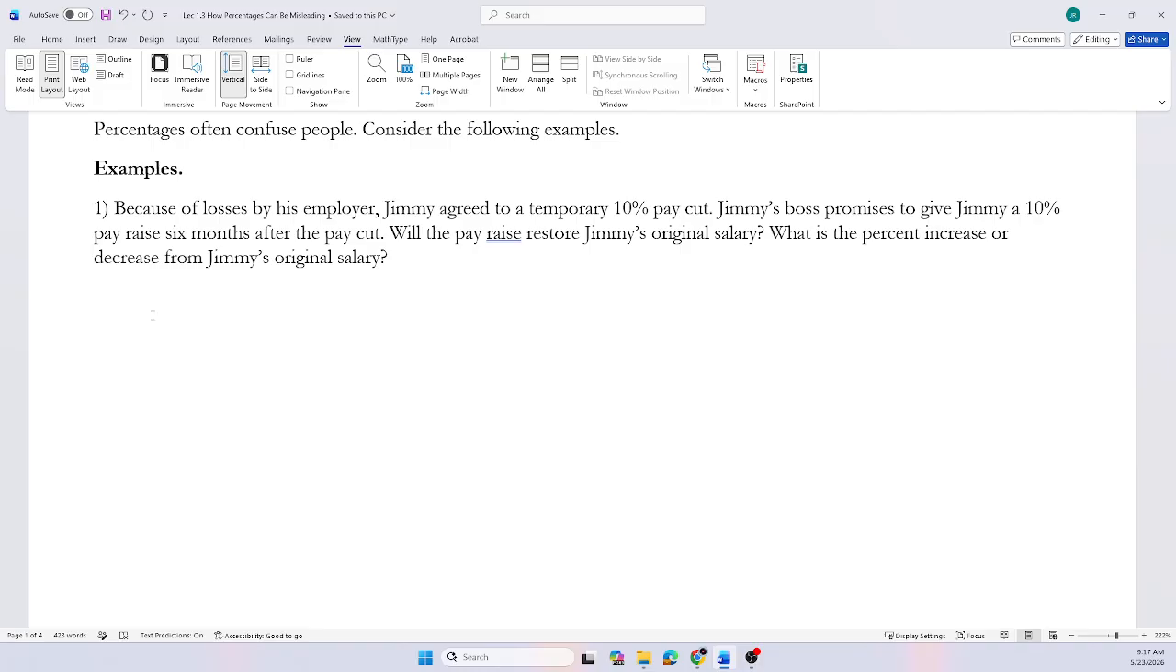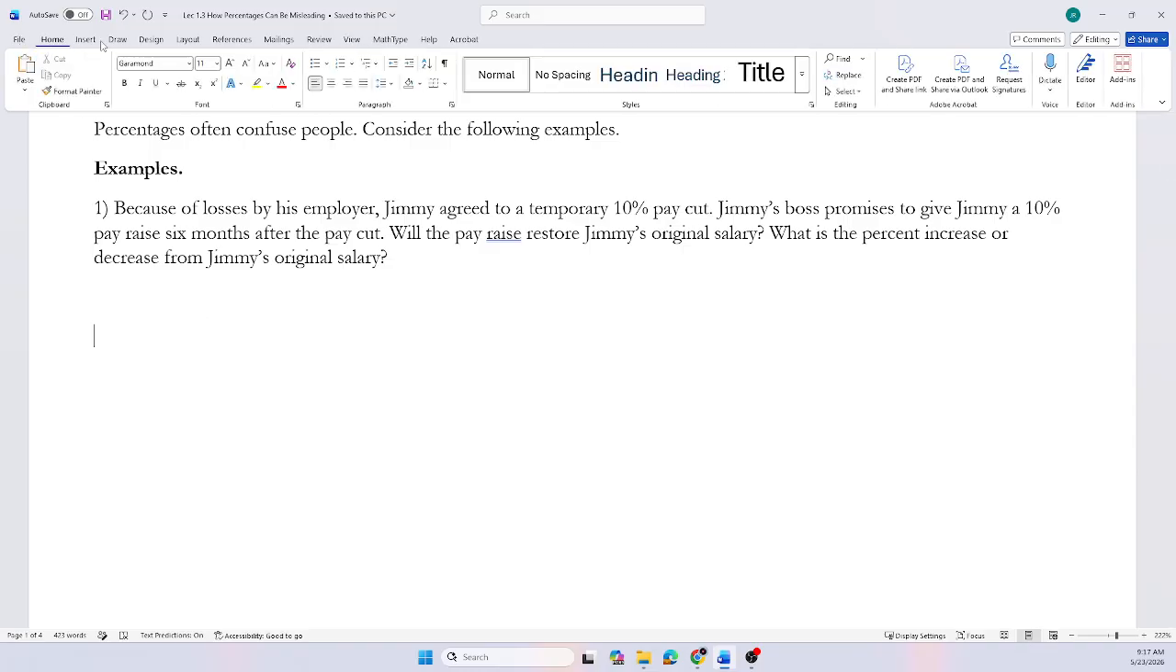If you get a 10% pay cut, then a 10% pay raise, upon first impression, you may think that you're going to break even. That's actually not the case, because percentages are relative. They're applied to a particular quantity. A 10% pay cut is a 10% reduction of whatever the salary was. Then when you get that 10% pay raise, it's going to be 10% applied to the new quantity, which will be lower. So in this problem, we actually don't know what Jimmy's salary is.